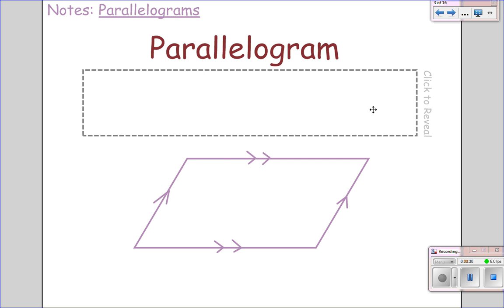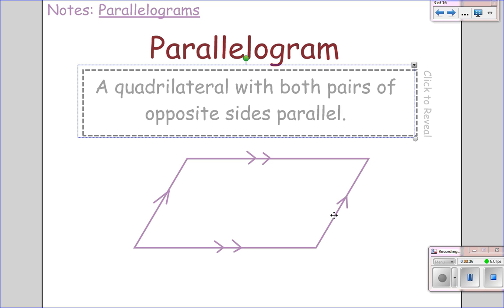We'll be specifically looking at parallelograms today. We'll be looking at 5 different properties that they contain. The first property is a parallelogram is a quadrilateral with both pairs of opposite sides that are parallel. That's actually the definition. So a quadrilateral, so 4 sides, with both pairs of opposite sides being parallel. This side's parallel to this side, and this side to this side. At any point, you might want to pause the video and copy these notes down.